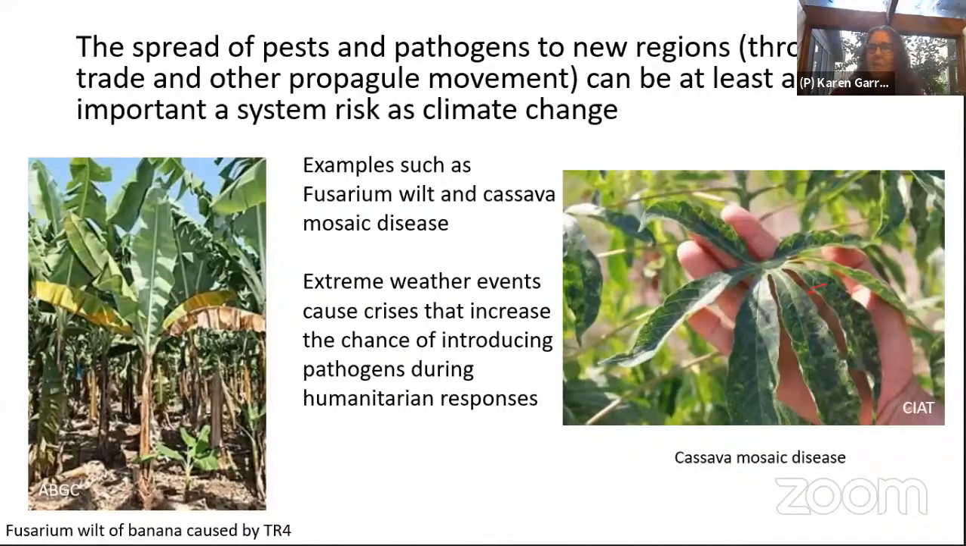And another aspect of climate change, as it affects these risks, is that when there are extreme weather events that cause crises, the movement of planting materials and food can introduce pathogens into new regions. So that's another sort of risk that we need to take into account. Next, please.